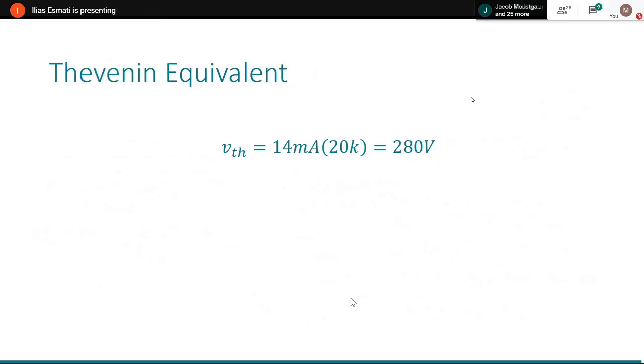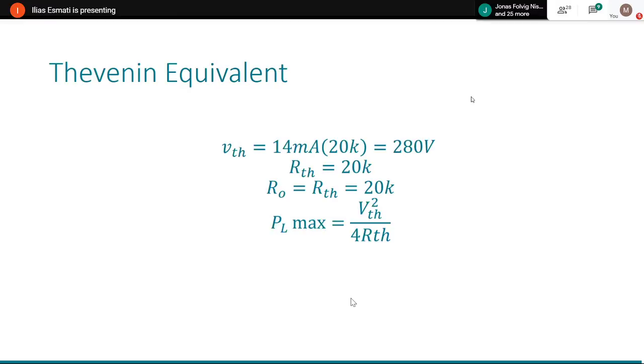So the Thevenin voltage will be 14 milliampere, this is what we have found, multiplied by 20K, so 280 volts. So R0 or the load resistance must be 20K. So what we have learned in the previous PowerPoint is that in order to find the maximum power transfer, all you need to know is the Thevenin voltage and the Thevenin resistor. So now I know the resistor is 20K, which I found by simplification of the circuit.